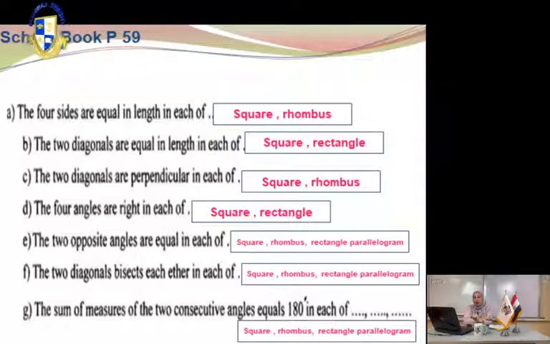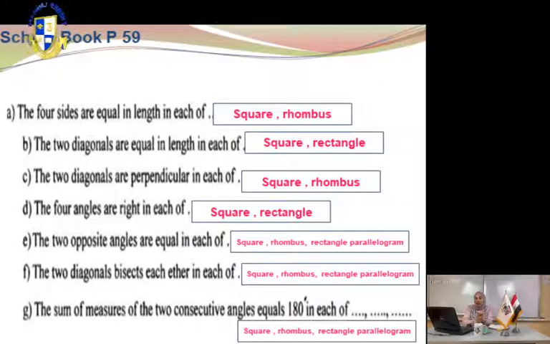Letter B, the two diagonals are equal in length in each of. The diagonals equal where? Yes, rectangle and square. The two diagonals are perpendicular in each of. Perpendicular, square and rhombus, exactly. The four angles are right in each of. Four angles are right where? Square and rectangle.